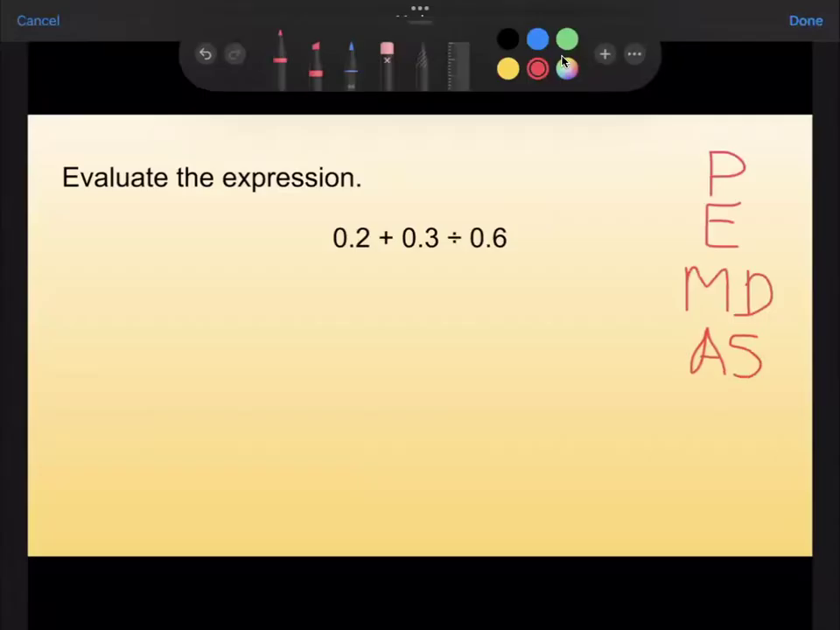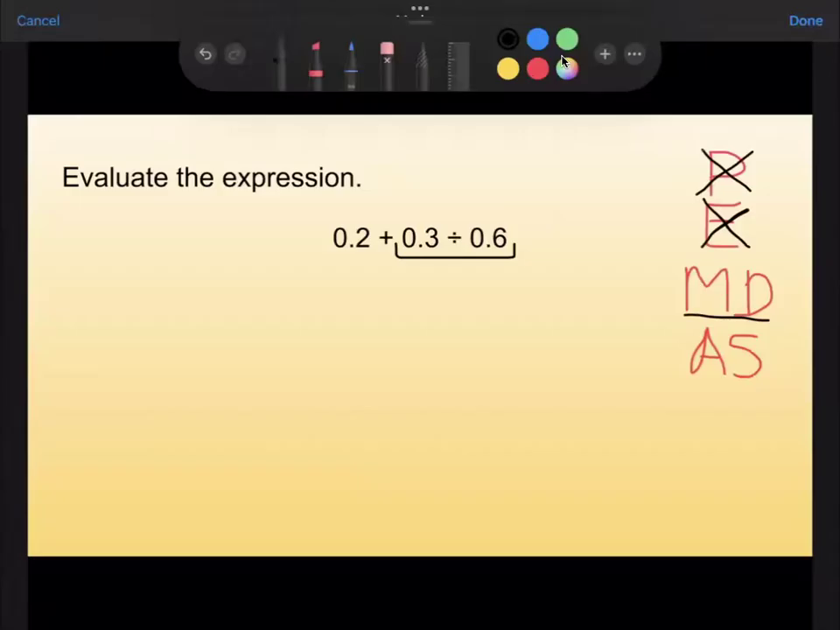Okay, so let's start with parentheses. We don't have any parentheses in this expression. We don't have any exponents in this expression. We do have division, so that falls under the multiplication and division level, but we don't have multiplication. All we have is division, so that's what we're going to do first.